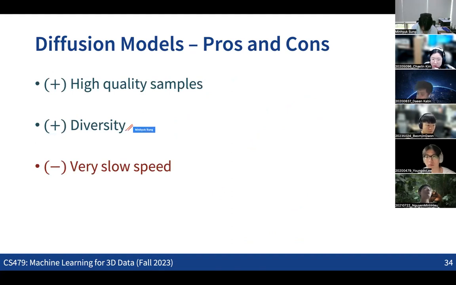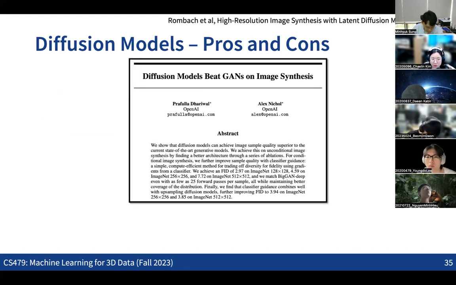But the problem of the diffusion model is that both the training and also the generation are really slow, because we have some kind of iterative steps. In practice, this was the first paper, published in the last year or 2021, that started to beat the quality of the GANs. That's why diffusion models became quite famous.